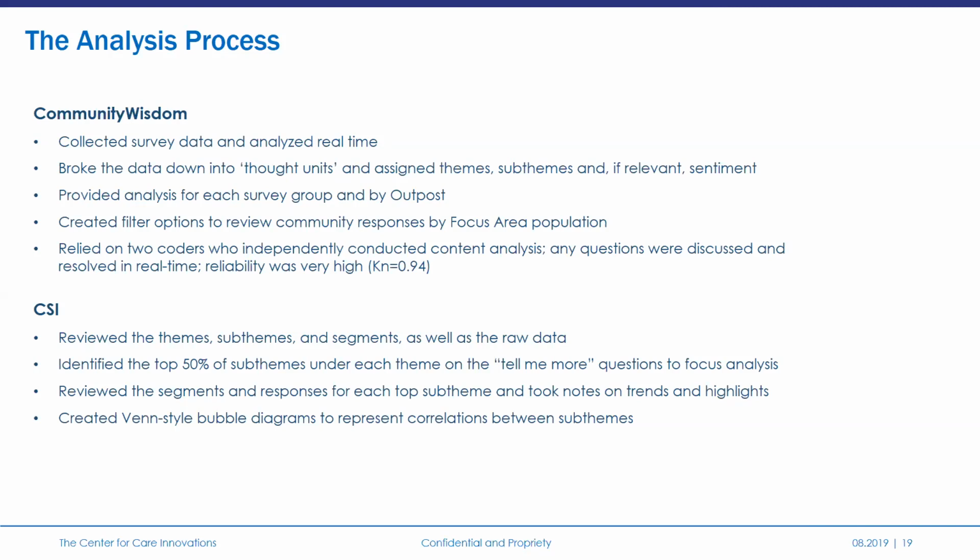And then as the CSI team, we all came together and reviewed those themes and sub-themes and segments and all the raw data, and we were able to look at really what is the top 50% of what people are saying in those "tell me more" questions about, is it transportation that is causing you the most issues, or is it food, or is it housing?